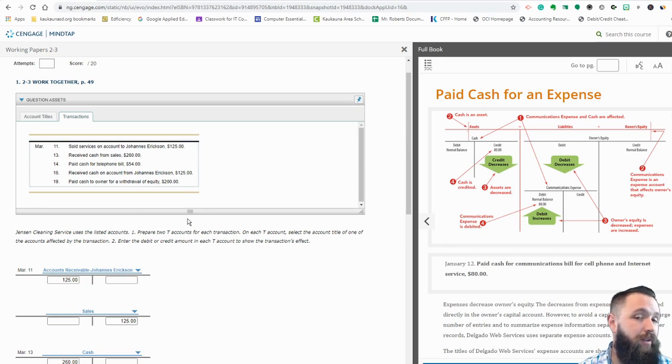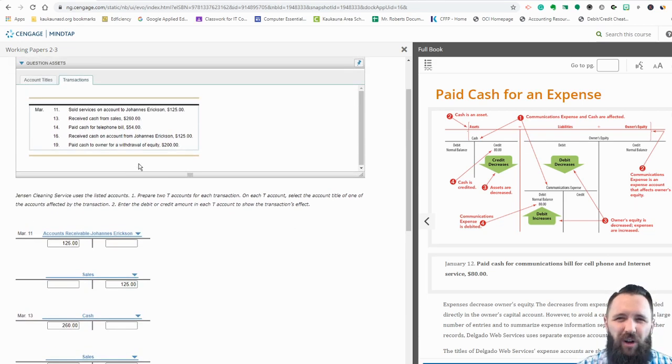16, we received cash on account from Johannes Eriksson. So now we're receiving cash on account. Is that a revenue? No, it's not, right? It is not. And it's not a sale either, okay? It's not a sale or a revenue. Usually we use those pretty interchangeably.